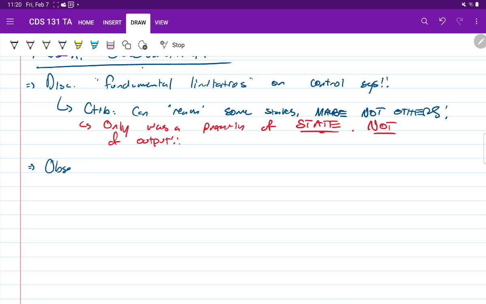So observability focuses on outputs. Oops, that didn't come out right. There we go. My gosh.